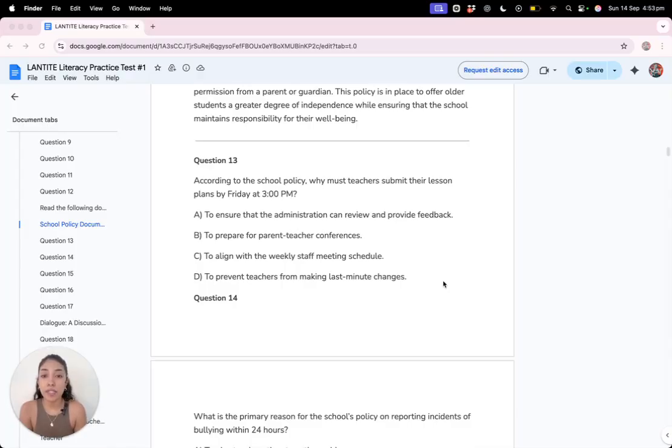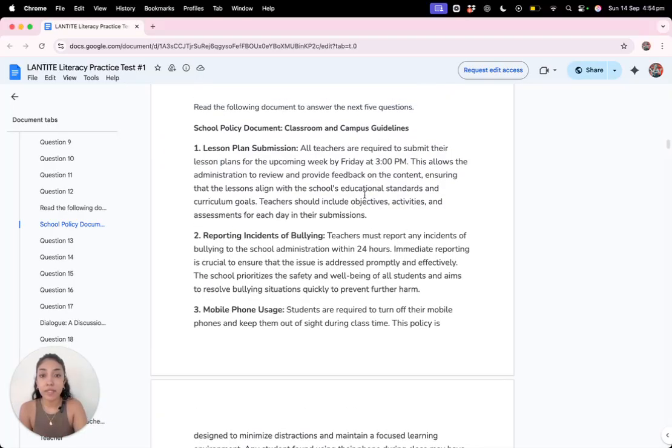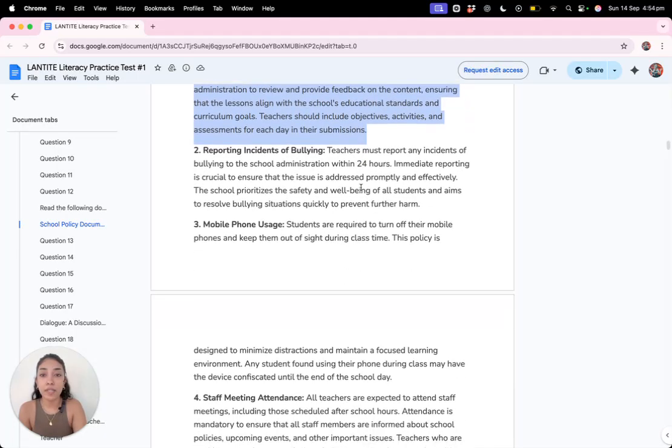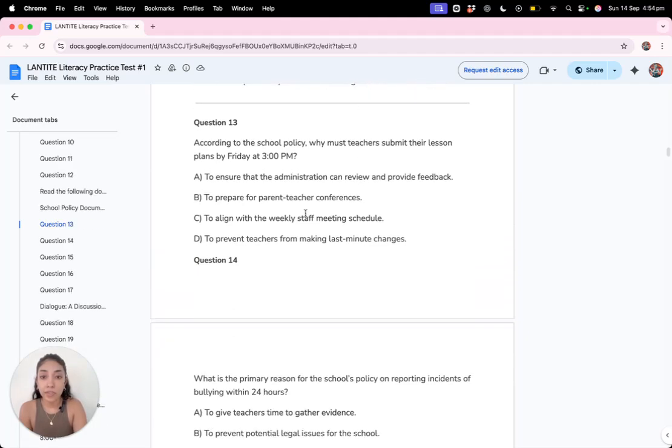According to the school policy, why must teachers submit their lesson plans by Friday at 3 p.m.? So, what we just read through, this section here. This allows the administration to review and provide feedback on the content, ensuring that the lessons align with the school's educational standards. So that one is question A.